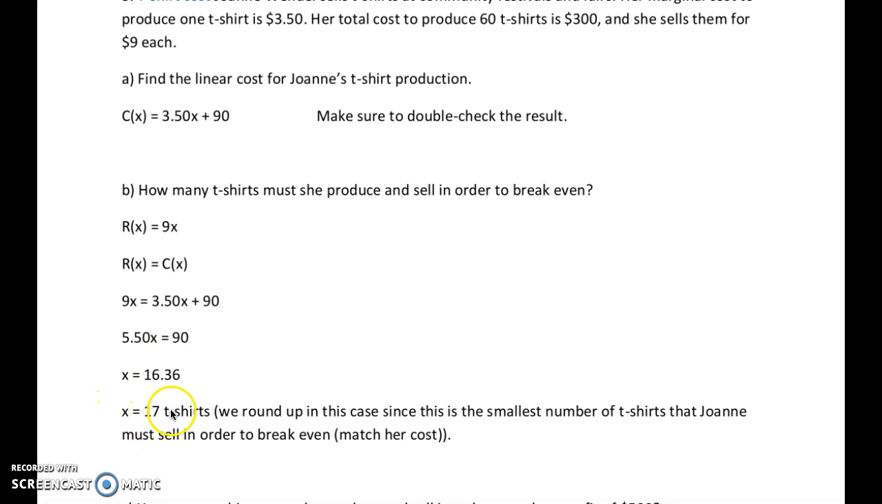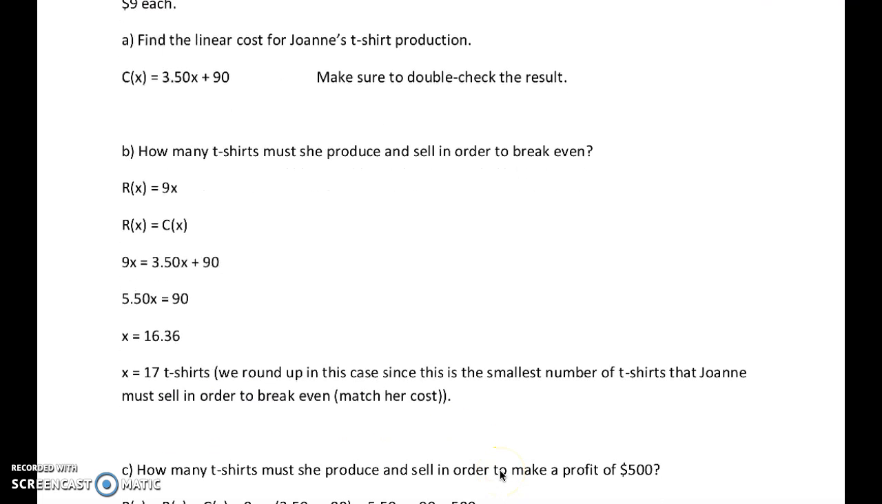X is 17 t-shirts. This represents the number of t-shirts she must produce to break even. So she must sell one more to break even, because if she only sells 16 t-shirts, then she will not completely break even. She's actually losing a little bit of money. So she must sell 17 t-shirts in order to break even.